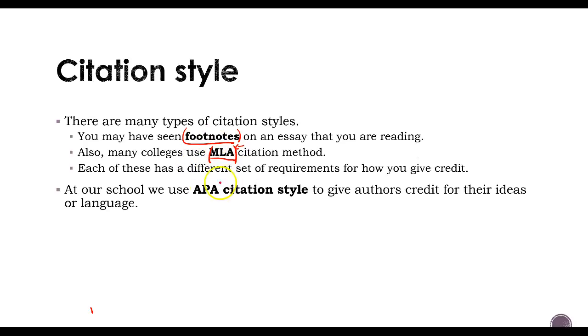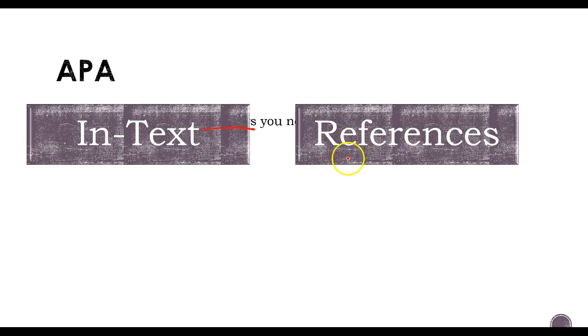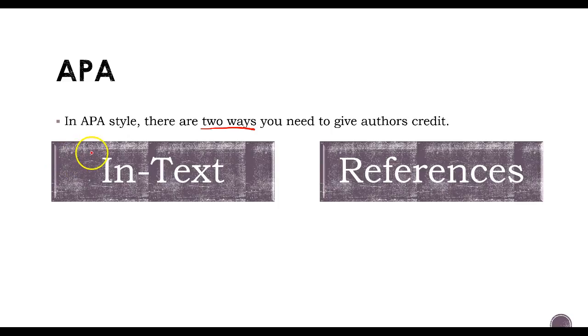So at our school, we use APA citation style to give credit to the authors for their ideas or their language. In APA citation style, there are 2 ways that you need to give authors credit. You need to give authors credit in text. So as you're writing, you need to mention the authors to give them credit for ideas and language. And you need to give credit on a reference page. So at the end of your writing, anytime you bring sources in, you need to make sure you create a reference entry for each source. And the reference entry gives detailed information about where somebody could find that source.